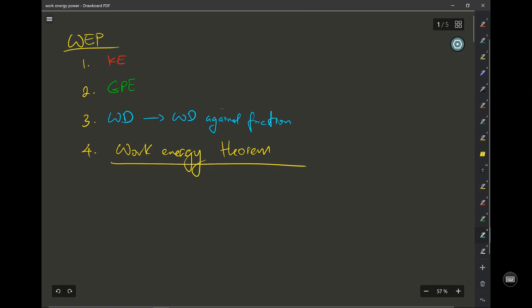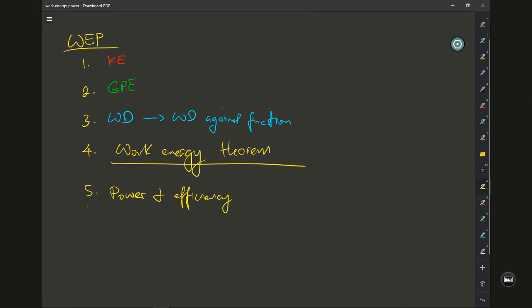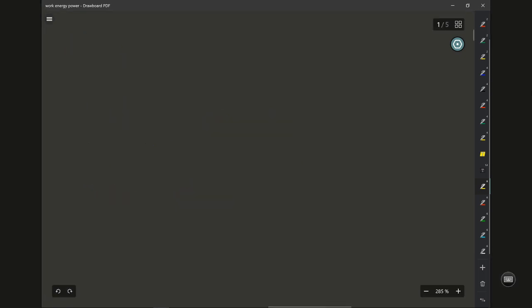Now the 5th thing that we are going to go through is the idea of power and efficiency. Each of the sections will take about 5 minutes, so brace yourself for the next 25 minutes. Without further ado, let's go.